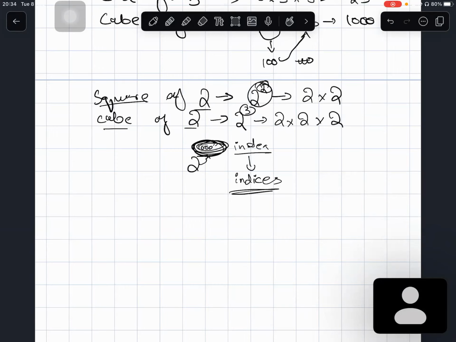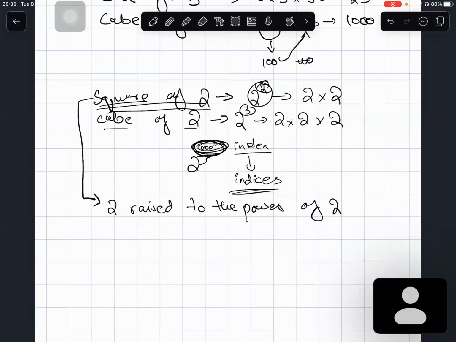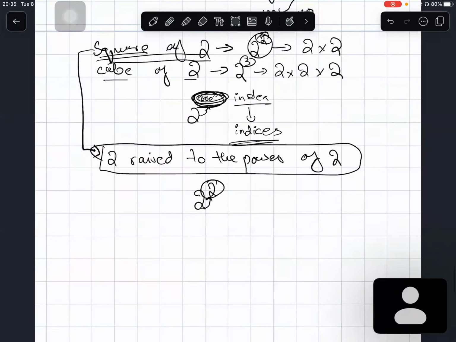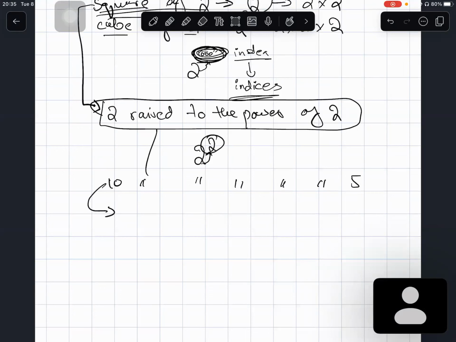Another way to say the phrase, the square of 2, is 2 raised to the power of 2. It literally means that 2 is raised to the power of 2. It can also be written like 10 raised to the power of 5, for example. So you will convert this sentence into 10, and then you will raise it to the power of 5.